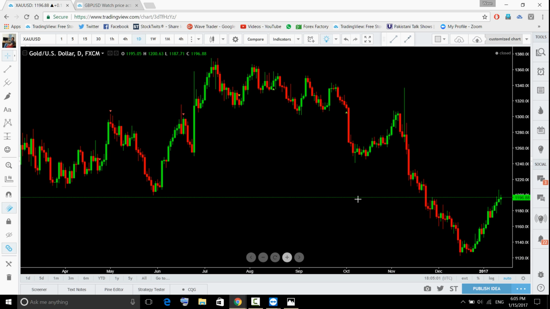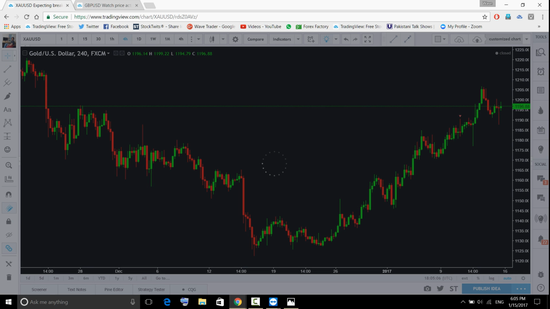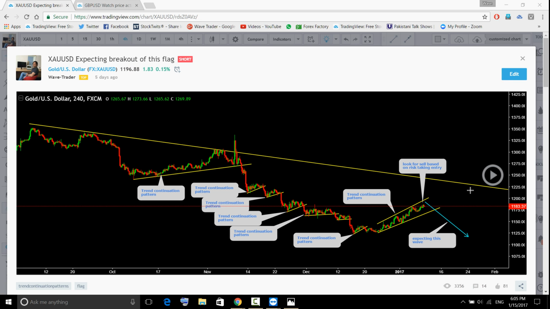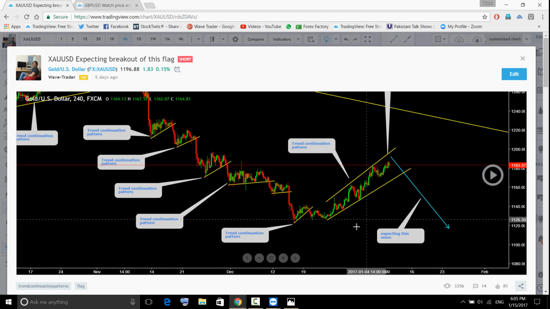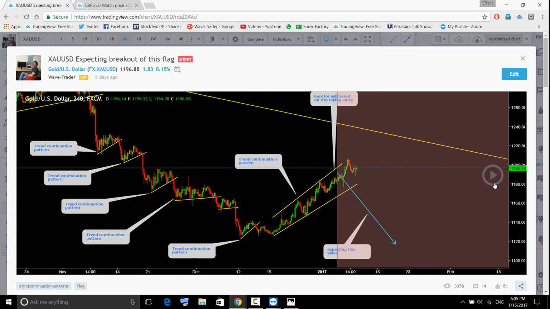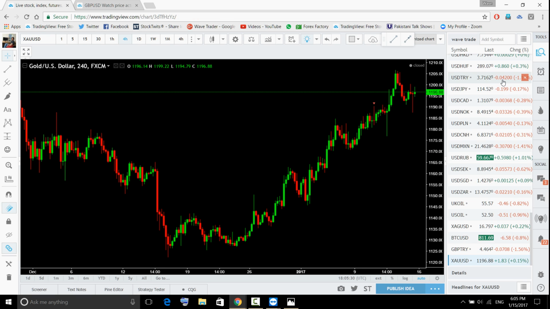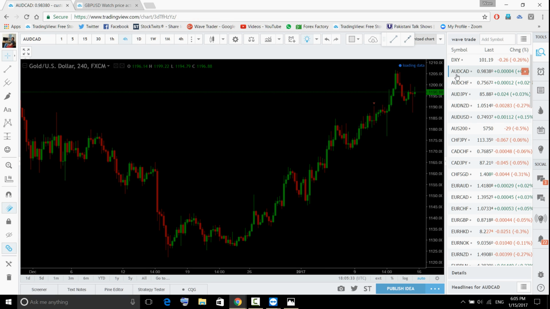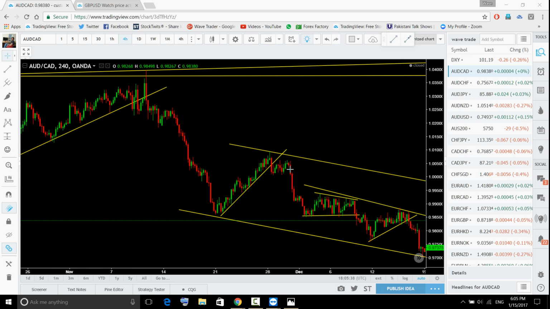The idea I had was this. As long as price will stay within this channel, it will break to the downside because this channel is corrective. So it can extend itself, something like this, it can extend. This is the trade we are looking at on gold.